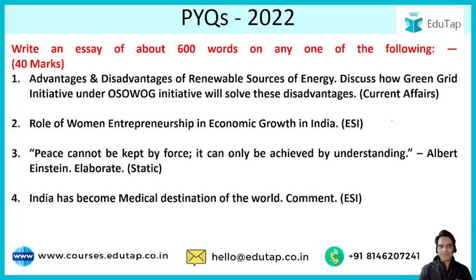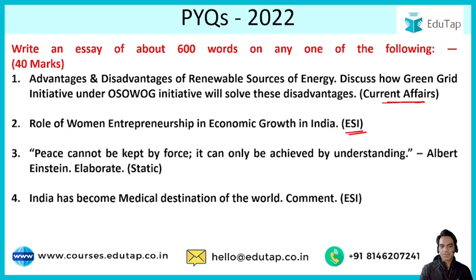First topic was advantages and disadvantages of renewable sources of energy. Discuss how the green grid initiative under the OSOWOG initiative will solve these disadvantages. So it was basically something related to current affairs, because at that time OSOWOG was a very important topic that was in the news. Second topic was the role of women entrepreneurship in economic growth in India. This is a simple topic from your economic and social issues.